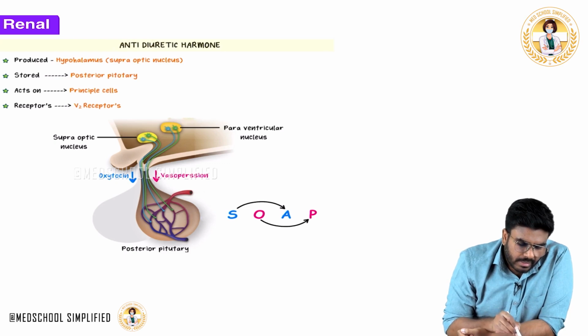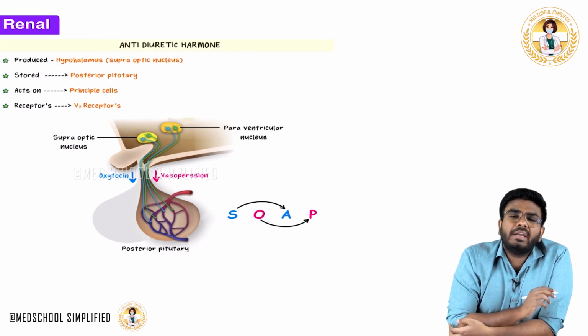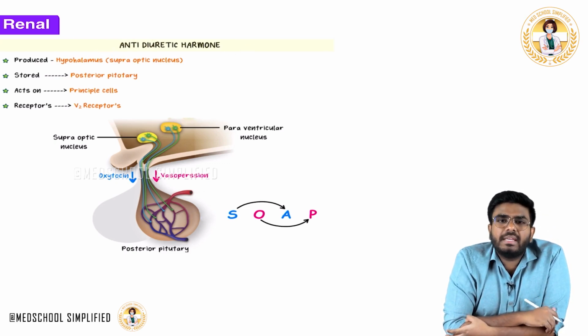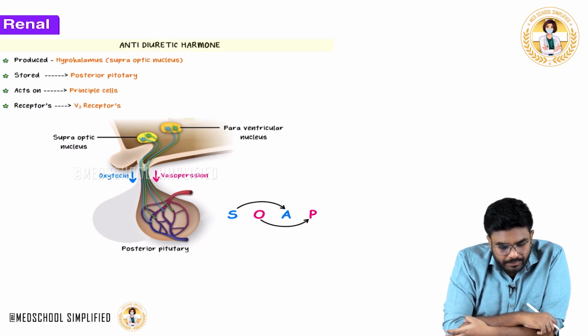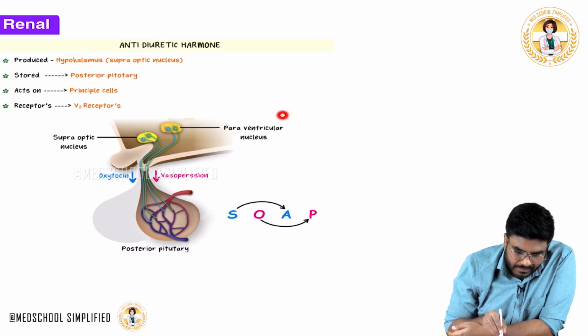Now the point is, where is the anti-diuretic hormone produced? Most of the students will think it is produced in the posterior pituitary. No, it's not produced in the posterior pituitary. This anti-diuretic hormone is produced in the hypothalamus. Here is the hypothalamus.